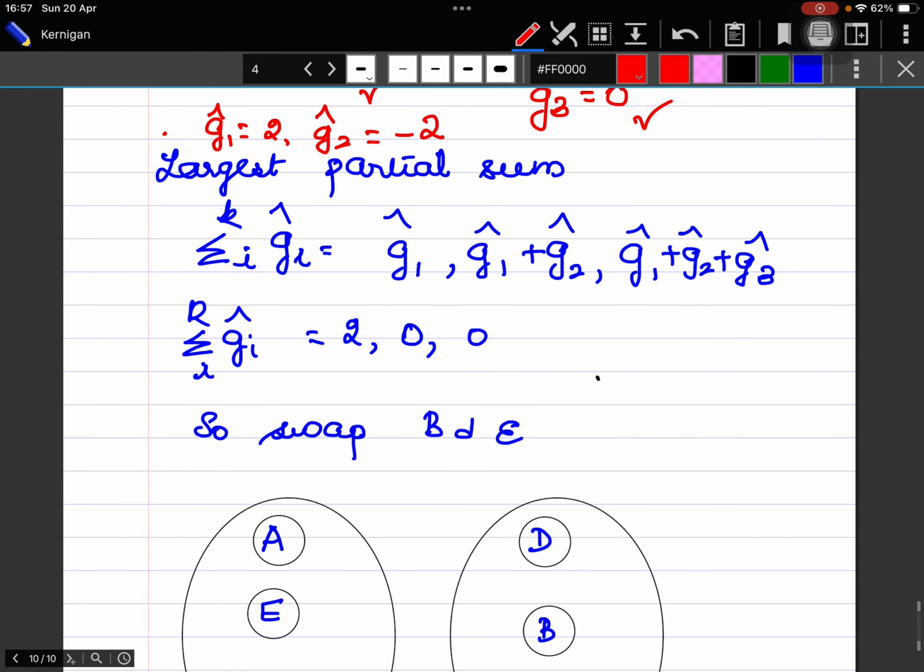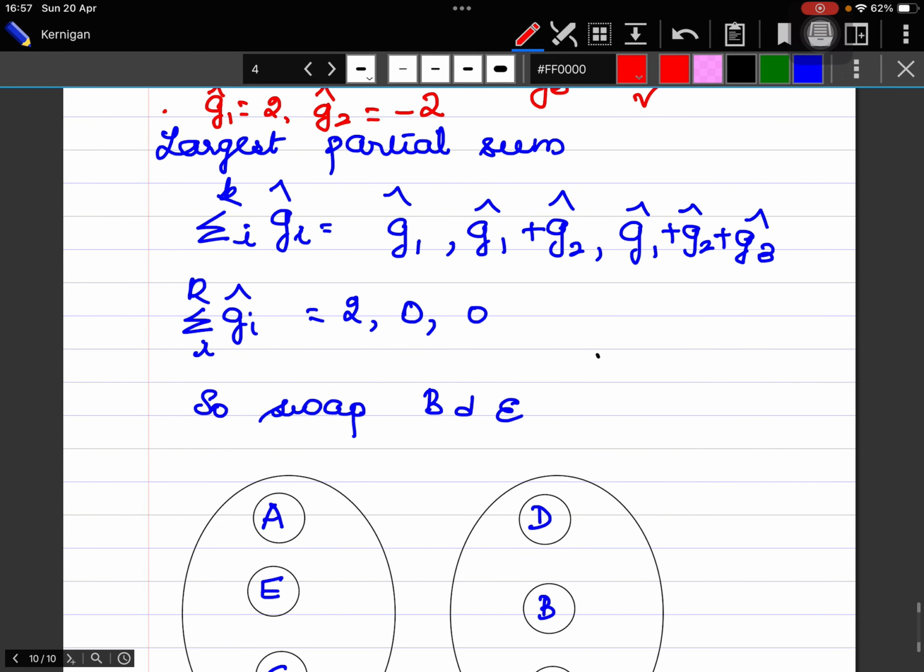All those things we have already seen. We should take the largest partial sum, so sigma i to k gi crown. So what is that? G1 crown, G1 crown plus G2 crown, G1 crown plus G2 crown plus G3 crown. G1 crown is 2, G1 crown plus G2 crown is minus 2 plus 2, which is 0. G1 crown plus G2 crown plus G3 crown is 0. So which is the largest gain here? The largest gain is 2. That was due to a swapping of B and D.